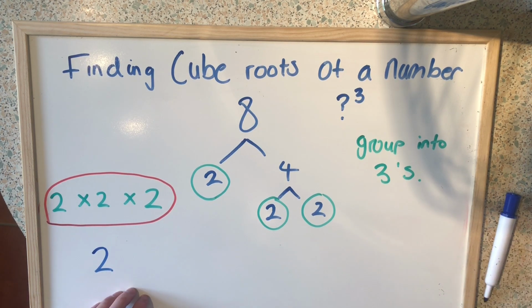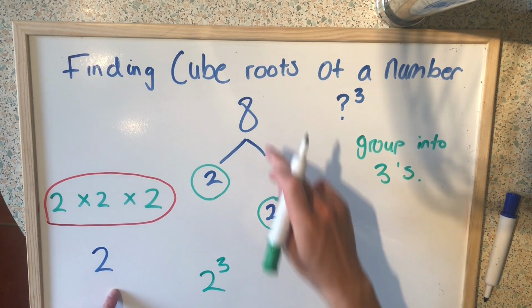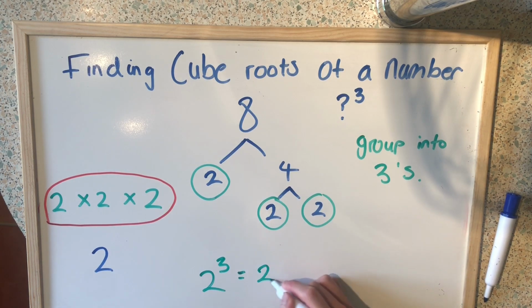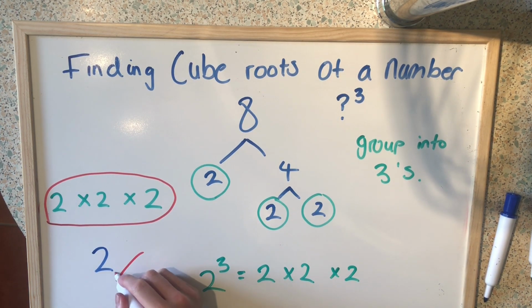So does that work? So let's check it. We've got 2 cubed. Does that equal 8? Well, 2 times 2 is 4, times 2 again is 8. So yes, this is our answer.